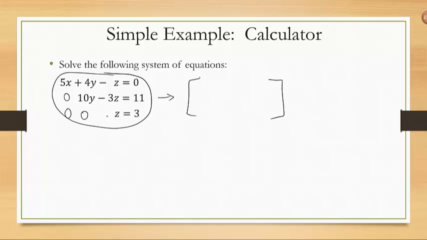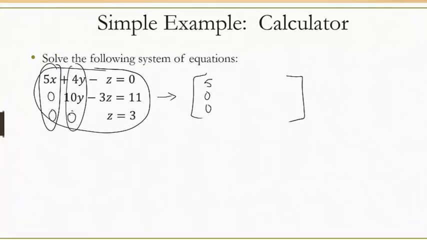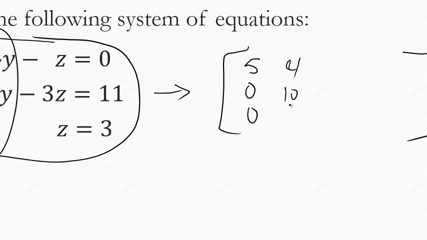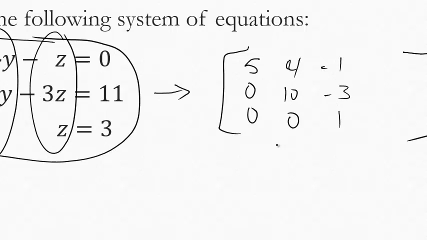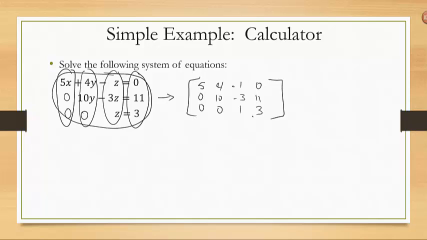Okay, so now, looking at a matrix, put the first 3 numbers that you have in your first column in the first column of the matrix. So you have 5, 0, and 0. Now, your second column, 4, 10, and 0. And then your third column, negative 1, negative 3, and 1. Now your last column, 0, 11, and 3. And there you go. There's your matrix. You have 5, 4, negative 1, 0, 0, 10, negative 3, 11, 0, 0, 1, and 3.